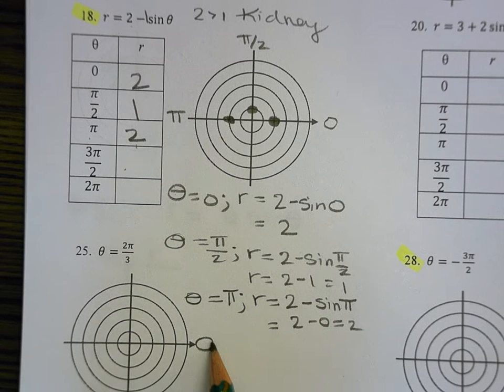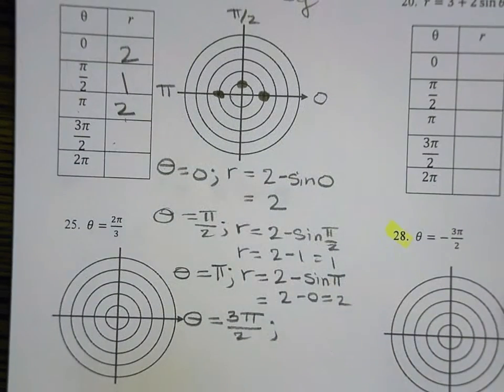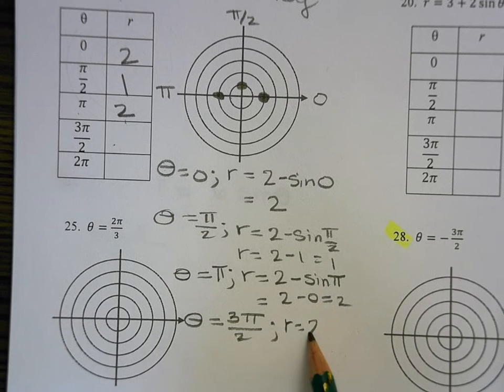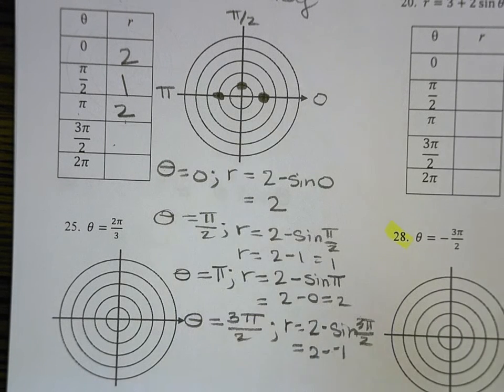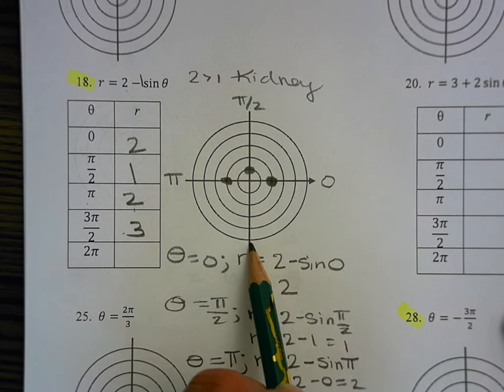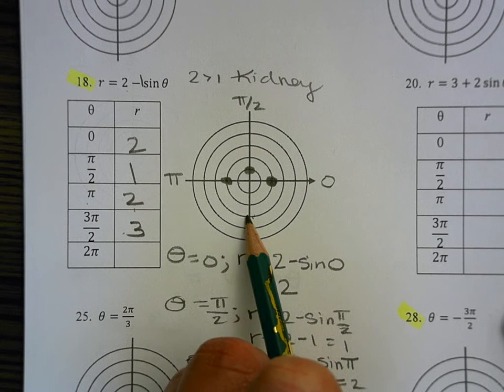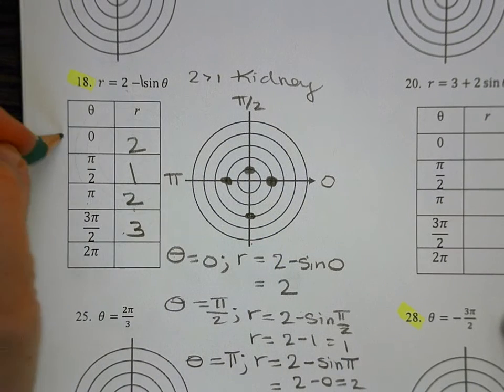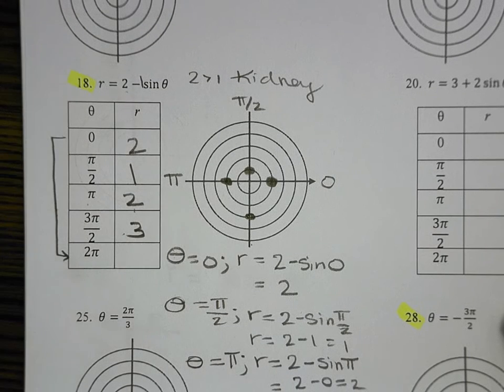And then 3 pi over 2, so let theta equal 3 pi over 2. So that would be r equals 2 minus sine of 3 pi over 2. Sine of 3 pi over 2 is negative 1, so this would be 2 minus negative 1, which would be positive 3. So then I would go to 3 pi over 2, which is down here, and go 3 units towards it, and that would give me that dot. And then I know that theta equals 0 is going to be the same value as 2 pi, so that value would be 2.